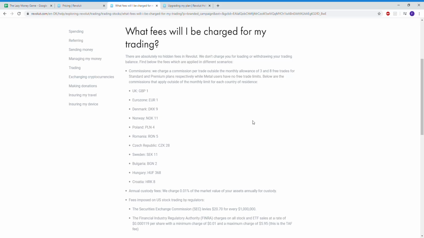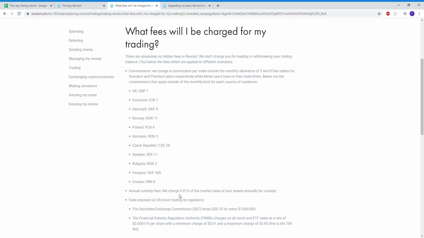So the next thing that I want to highlight is that even when you go for the commission-free trading account, there will be some expenses. The first expense will be an annual custody fee, meaning that you pay 0.01% of the market value of your entire portfolio a year, simply for them to handle your account.